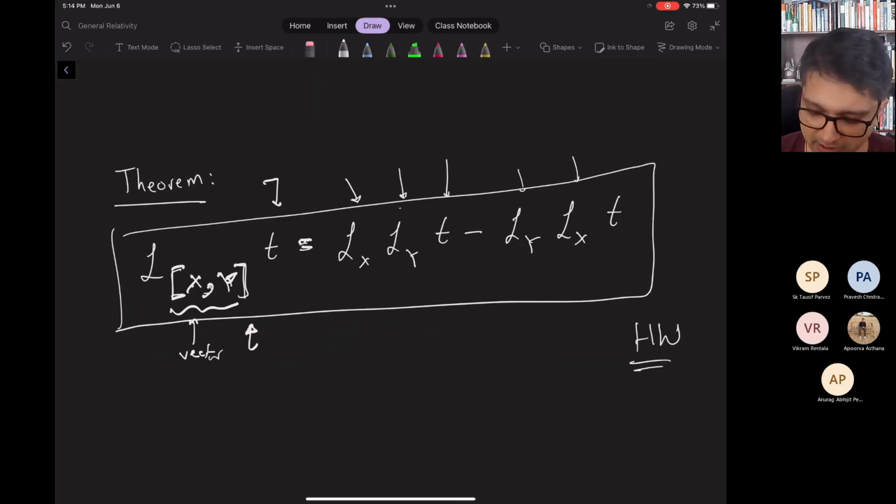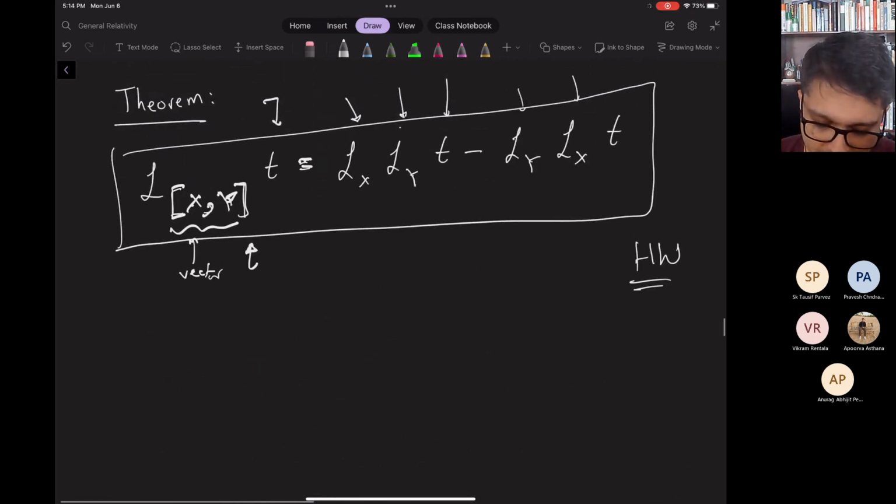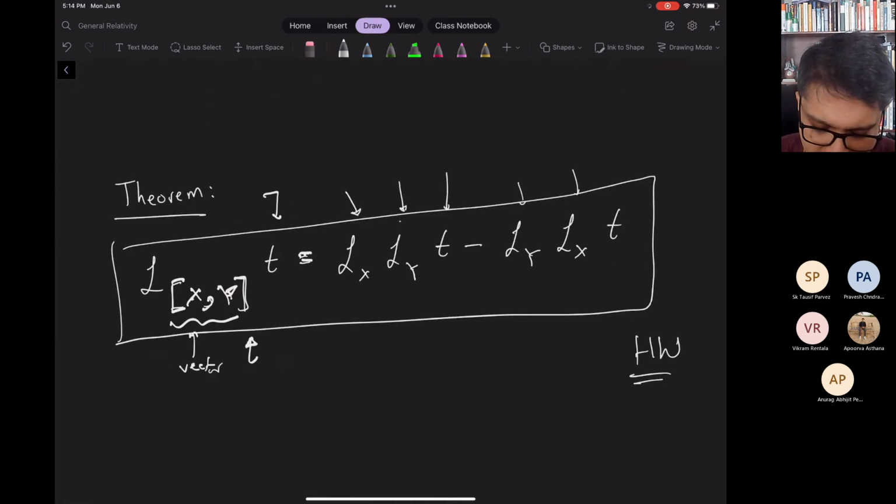The claim is that these two things are equivalent. The proof again is in these notes, but it's very tedious, so I'm not going to discuss it. The result is more important. Any questions?